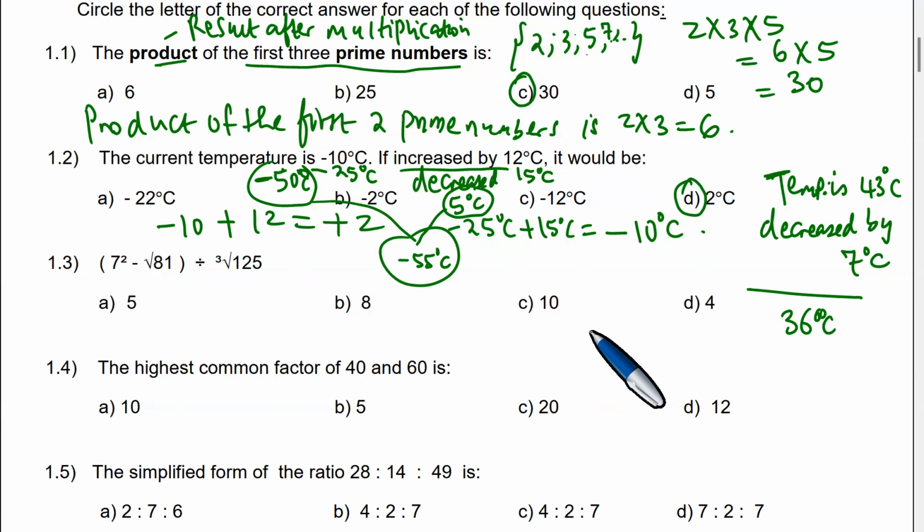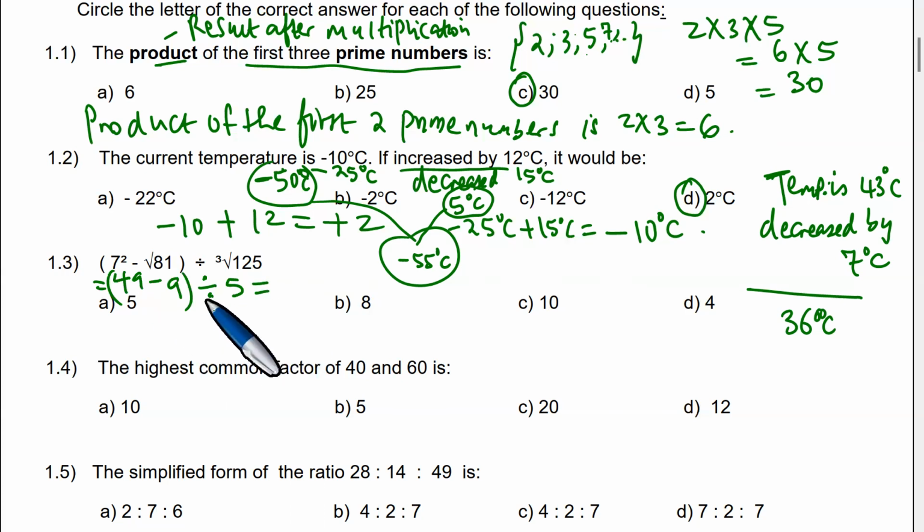Tell me when you're done, Lindsay. So is the answer 8? Let's check. Right, so what is 7 squared, Lindsay? 49. What is the square root of 81? 9. Well done, 9. And then you divide by, what is the cube root of 125? 5. Well done. It is 5.